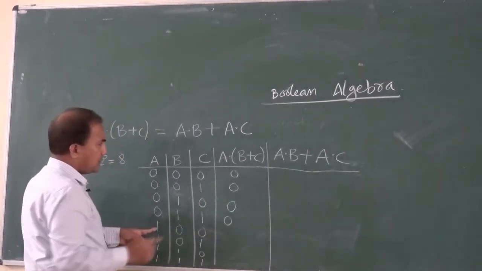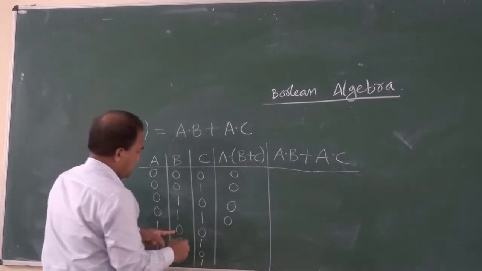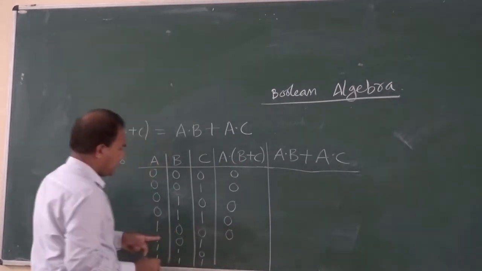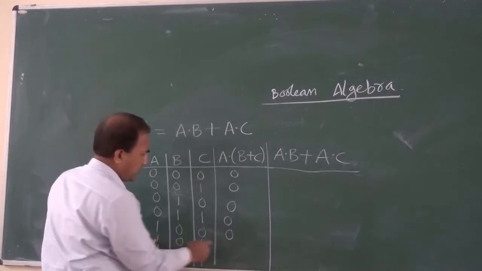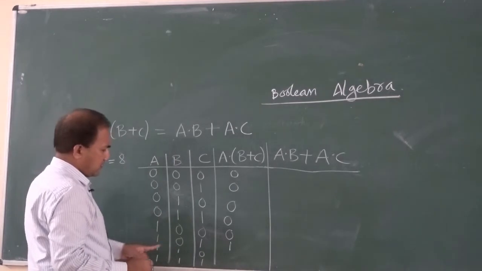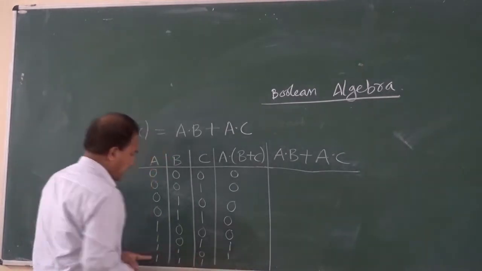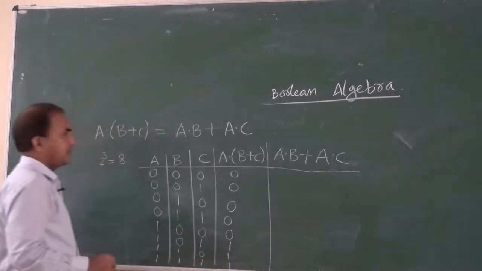Similarly, 1 dot B plus C, where B plus C is 0, so it is 0. Then 1 dot B plus C, 1 dot 1 is 1. Similarly 1 dot 1 is 1, and 1 dot 1 is 1.